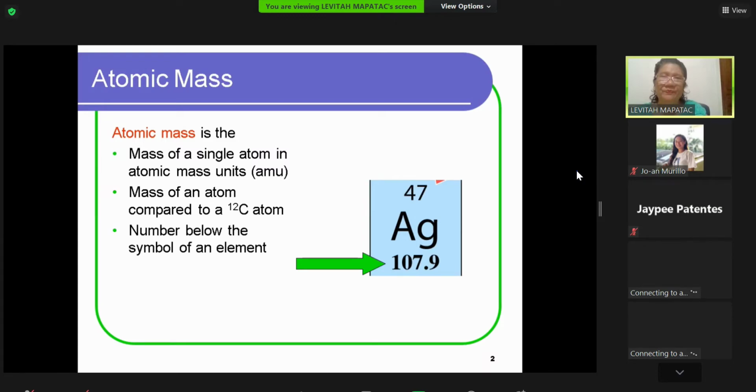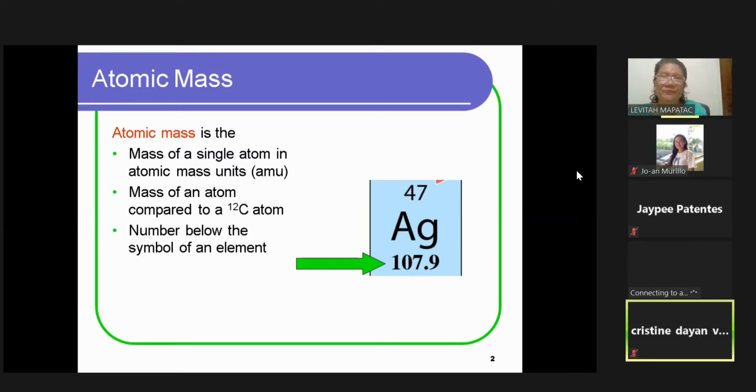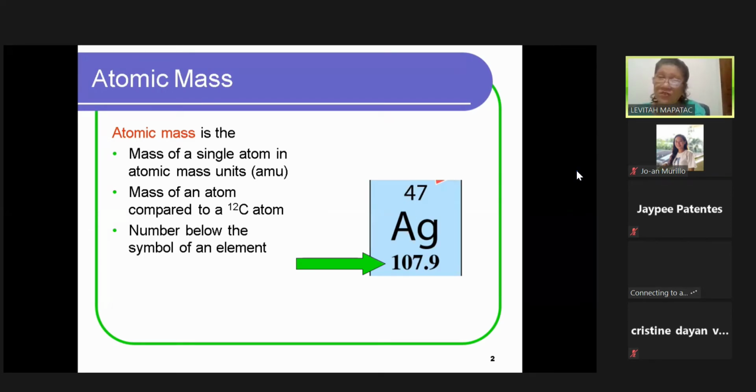Why are we using gram per mole? Because in that way, we can use it in the calculation of the number of moles, the number of grams, the number of atoms, the number of molecules, and so on and so forth. So when you say atomic mass, it pertains to one single atom.